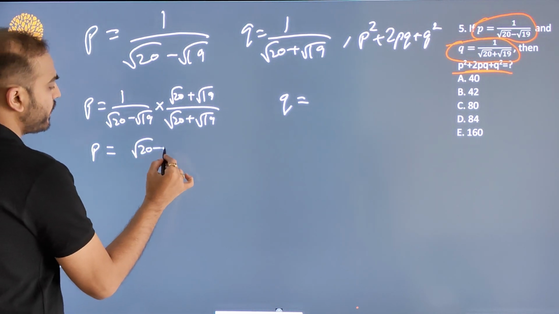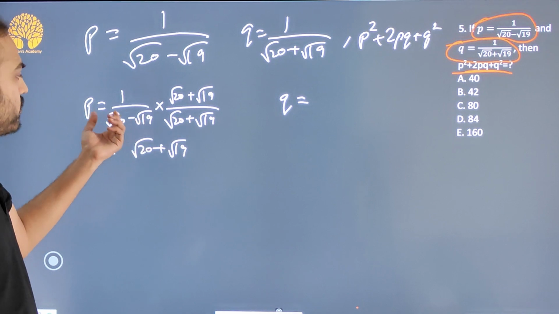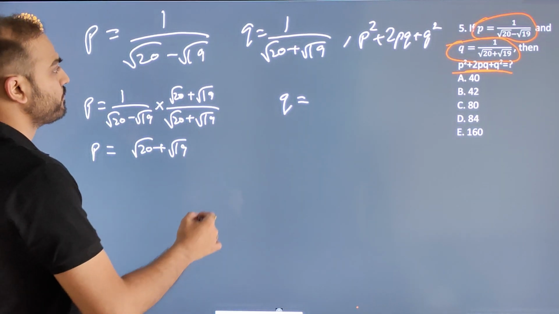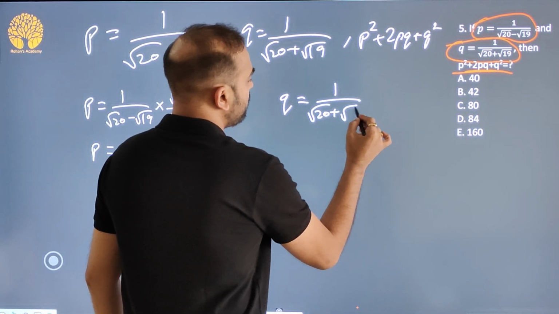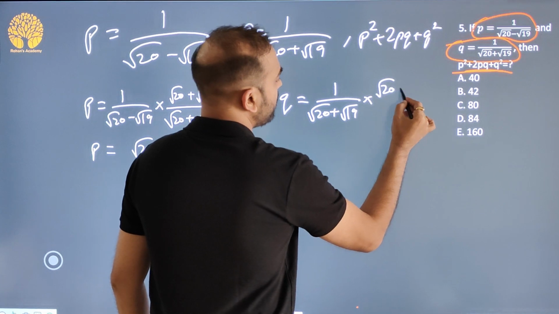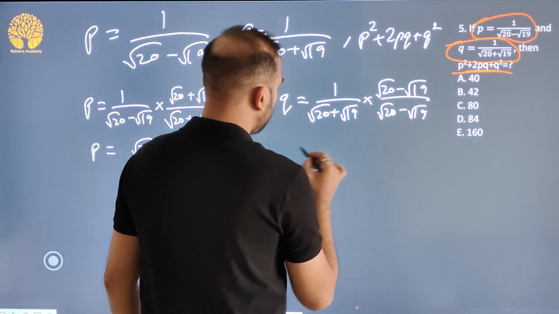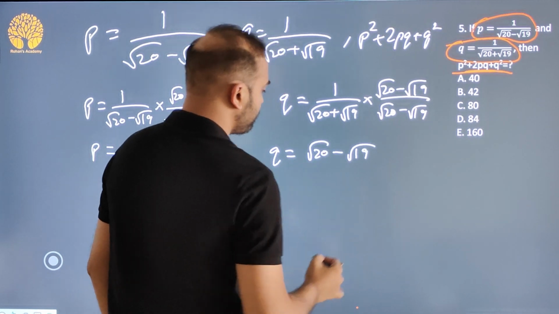This is simply root 20 plus root 19. Denominator becomes 1 because root 20 square is 20 minus 19, 20 minus 19 is 1. Similarly, if I rationalize Q, I multiply by root 20 minus root 19. Solve it. Q becomes root 20 minus root 19.